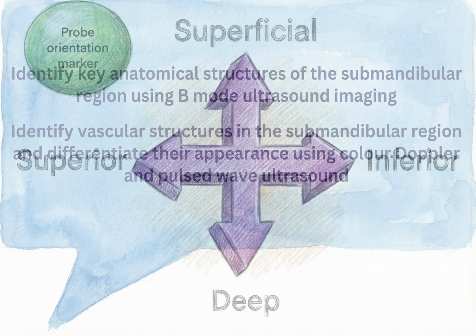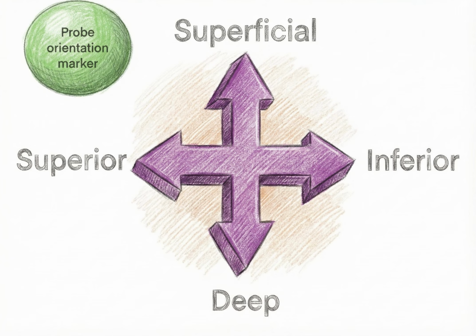Before we begin, it is important to orient ourselves. The green bubble indicates the probe orientation marker, with superior towards the head and inferior towards the feet. On the screen, superficial structures appear at the top, with deeper structures seen lower down.